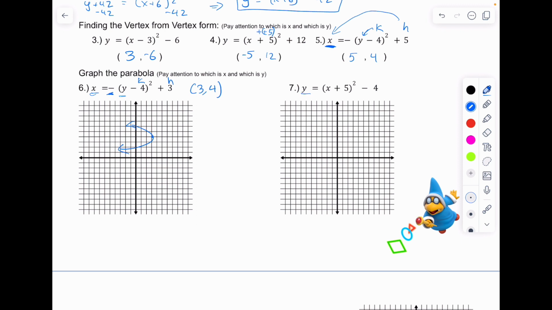Over here is y equals x plus 5 squared minus 4. This one's our standard parabola, happy and sad. Since it's a positive coefficient, we have a happy face somewhere, and our vertex is going to be negative 5, negative 4. So looking at this, we're going to go left 5 spots, and then down 4 spots. And we have a happy face.